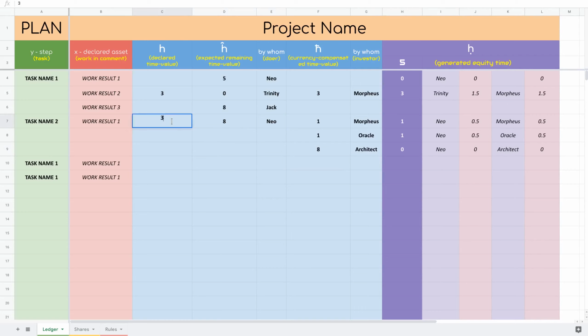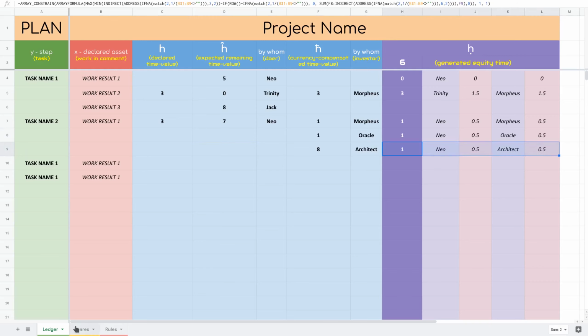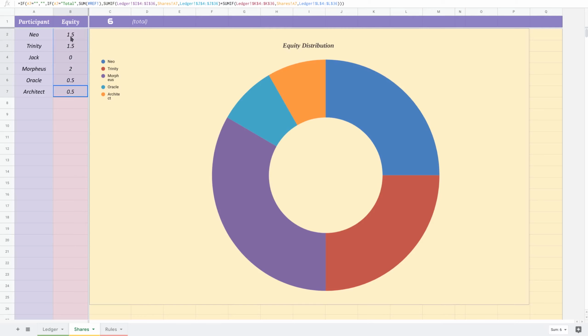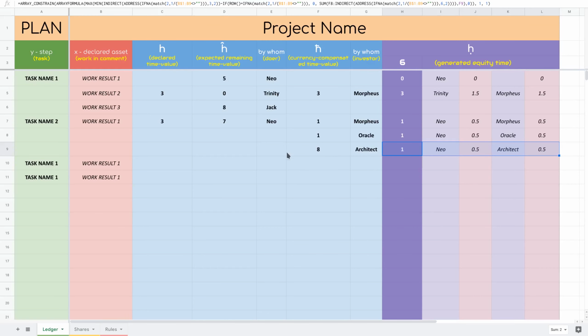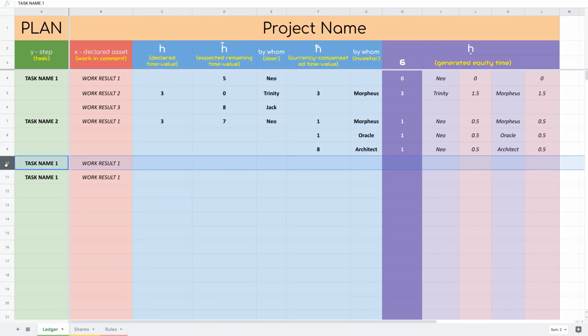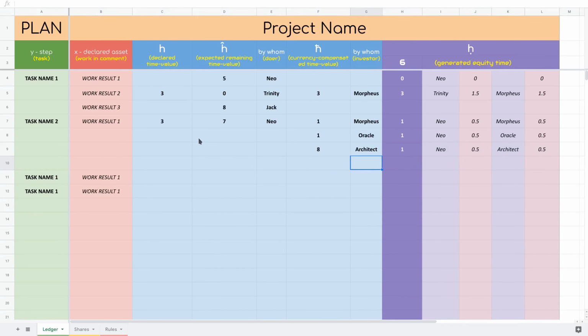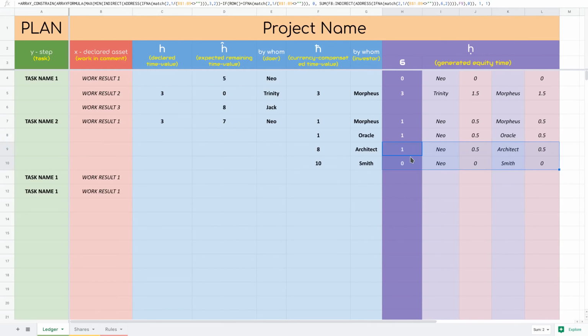If he would start declaring, let's say, expenses like 3, now Architect together with Neo would generate additional equity. And continuing, now let's say there is some fourth investor who wants to invest into Neo's work result, maybe he is very bullish and he says he will invest 10, and he is maybe some Dr. Smith, right? Whoever Smith is, he wants to invest into that, and he gets 0.